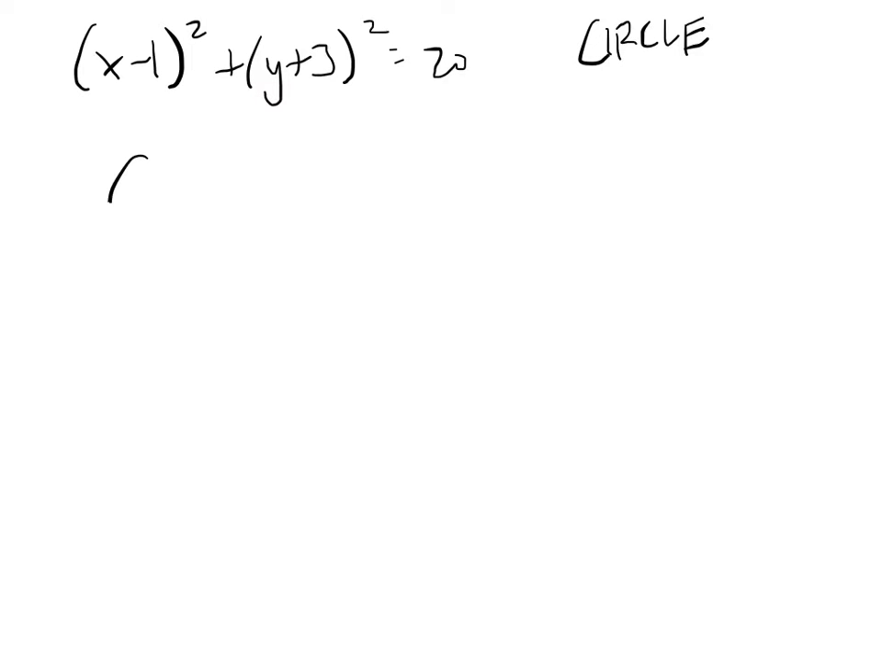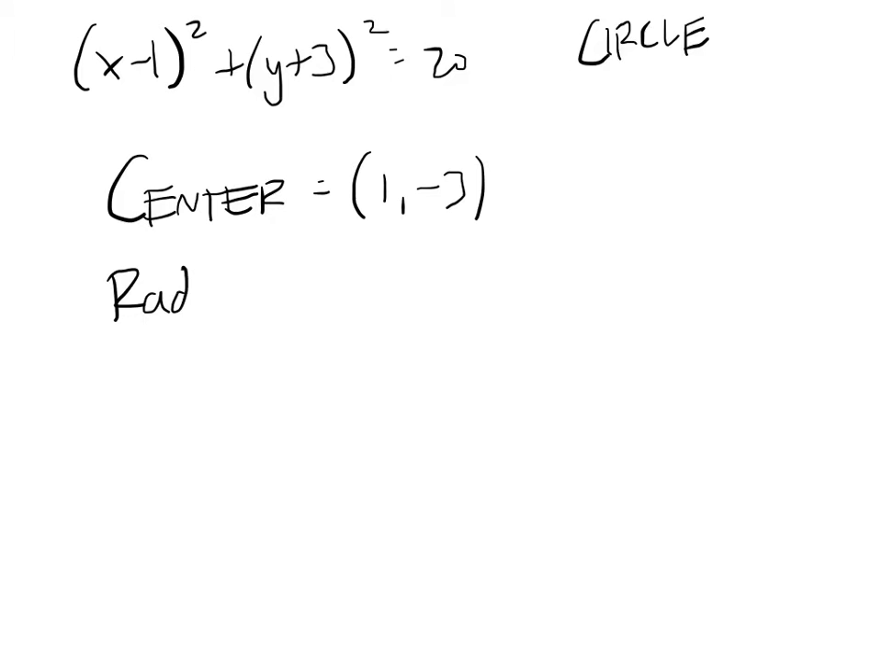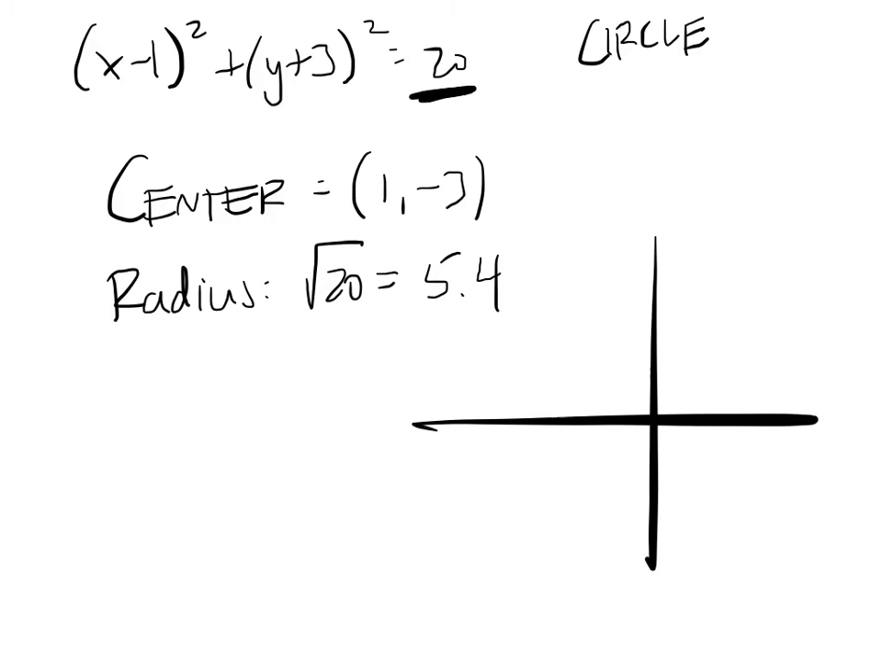I know that my center is at 1, negative 3 because I use the opposite of the terms here in the middle. Then my radius is going to be the square root of 20, because remember this right here, that number is r squared, and the square root of 20 is about 5.4.